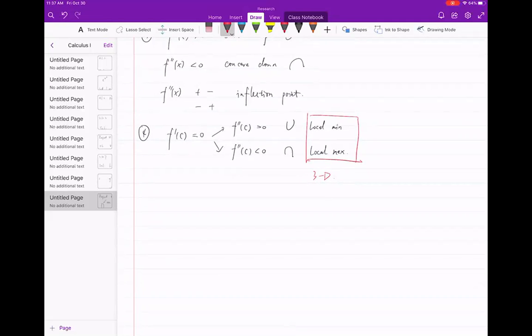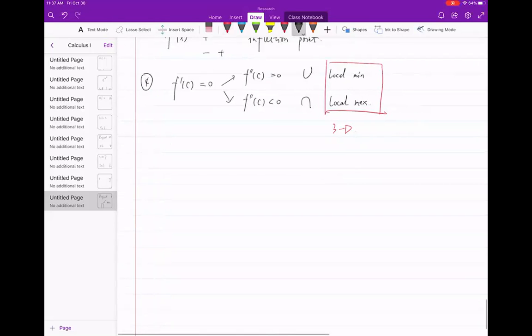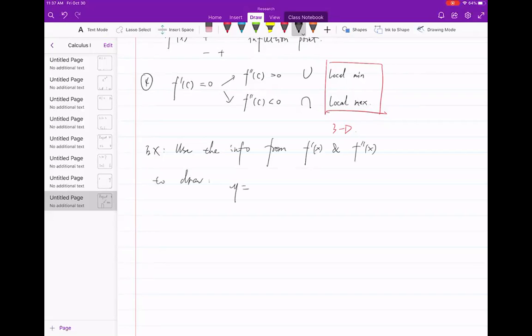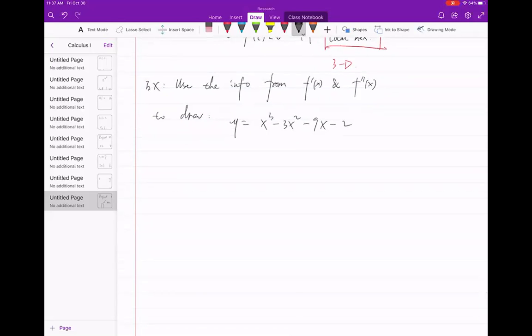Sounds good. Now let's use this information to draw the graph. Example: use the info from f prime x and f prime prime x to draw y equals. So basically, we're just repeating the table we just created. We have a list of 4 things. And we say the last thing is not important, so we just do the first 3.